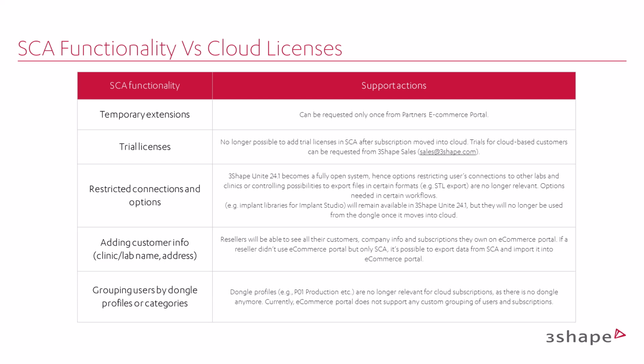Restricted connections and options. 3Shape Unite 24.1 transforms into a fully open system, eliminating options restricting user connections to other labs and clinics or controlling possibilities to export files in certain formats. For example, STL and ART are no longer applicable. Options necessary for specific workflows, such as implant libraries, will remain available in 3Shape Unite 24.1, but they will no longer be utilized from the dongle once migrated into the cloud.